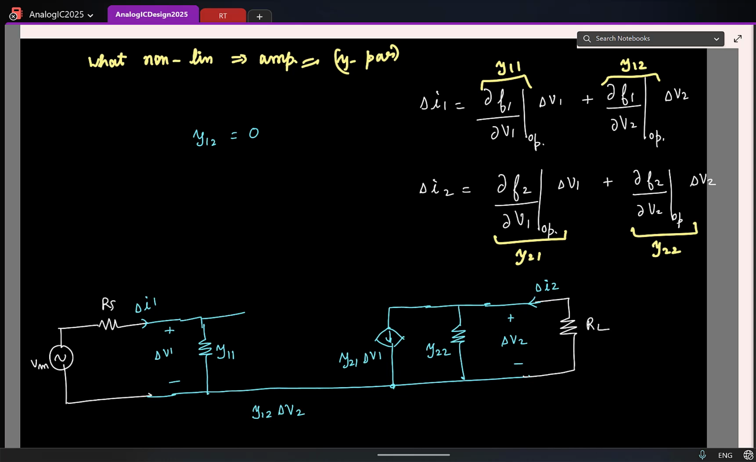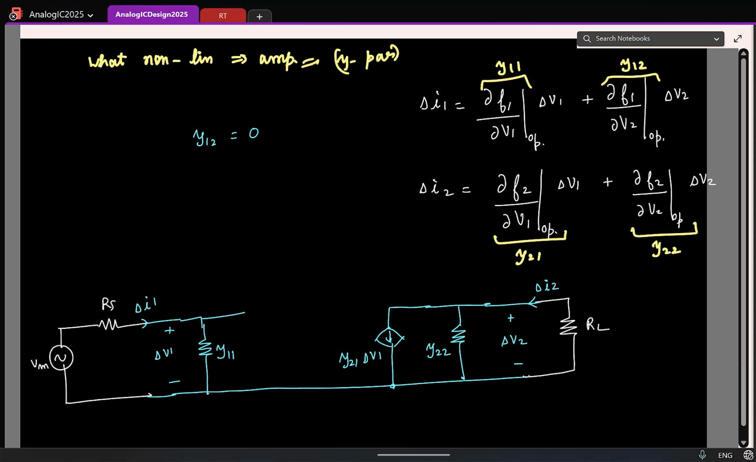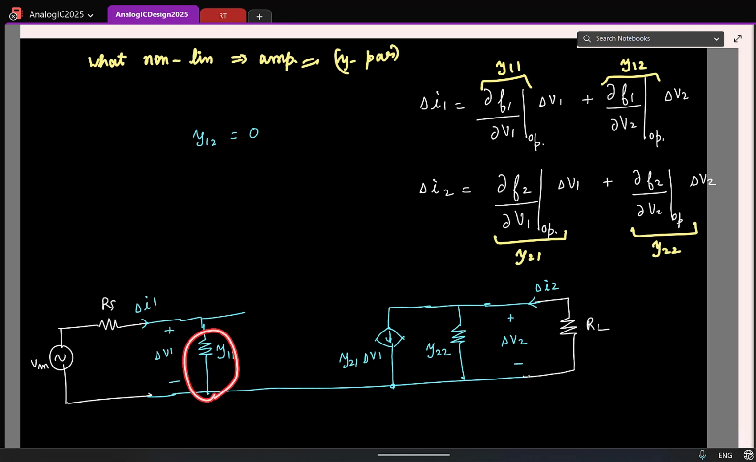So I'll erase this. Now let's look at Y11. So what's happening? The input voltage is getting divided between RS and Y11. That is what is delta V1. This delta V1 is what is impacting the second port.